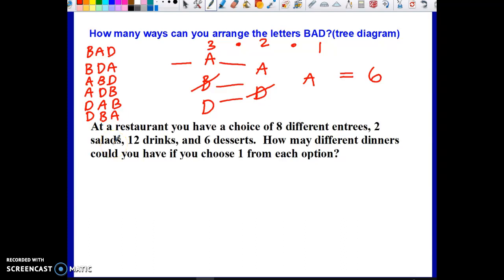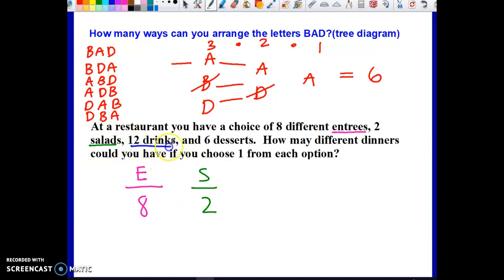Now, let's say at a restaurant you have a choice of 8 different entrees, 2 salads, 12 drinks, and 6 desserts. How many different dinners could you have if you choose 1 from each option? In the first choice, you need to choose an entree. I'm going to title that column E. How many different entrees do I have? There are 8 to choose from. How many different salads do I have? That's the second thing I need. I need salads. And actually, I'll change colors here. I have 2 different salads to choose from.